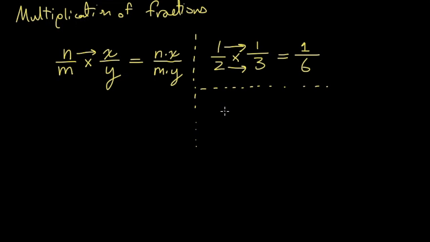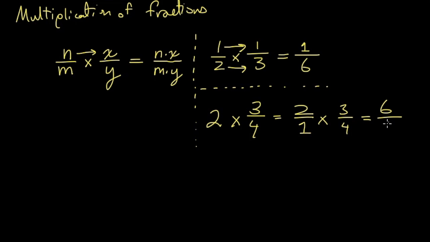Does it matter if it's the same denominator? No, it does not. As long as we have a numerator and a denominator, we're able to multiply this way. What if we had 2 times 3 over 4? Since 2 is equivalent to 2 over 1, we can simply write it as 2 over 1 times 3 over 4, and that leaves us with 6 over 4. 2 times 3, which gives us 6, 1 times 4, which gives us 4.